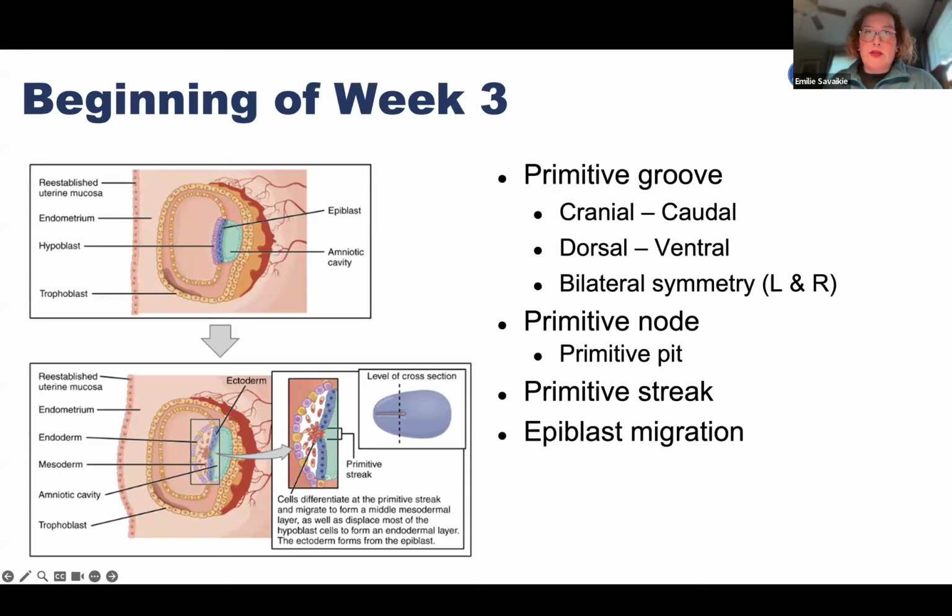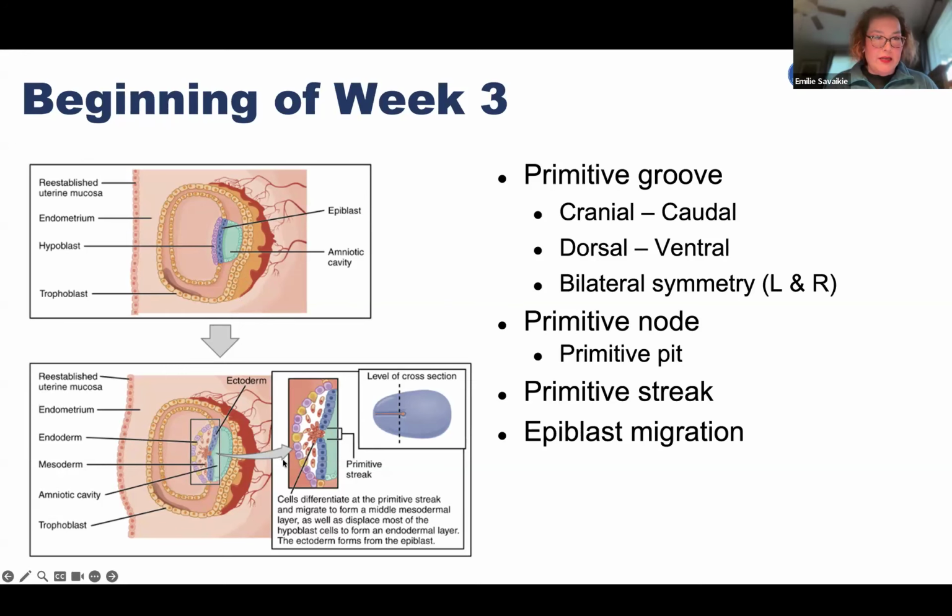So we're going to go back to the last tutoring session, beginning in week 3. So we have the formation of an epiblast and a hypoblast and our bilaminar disc. And so we get a primitive groove that forms to create that primitive streak.